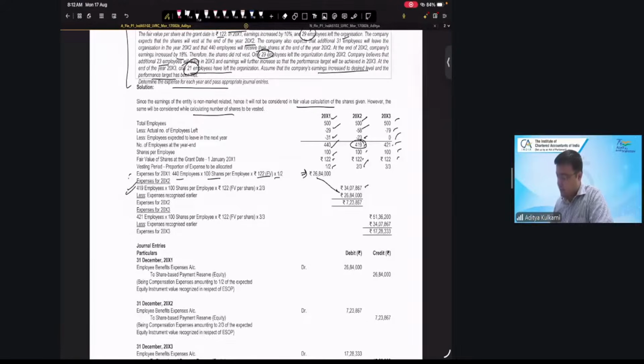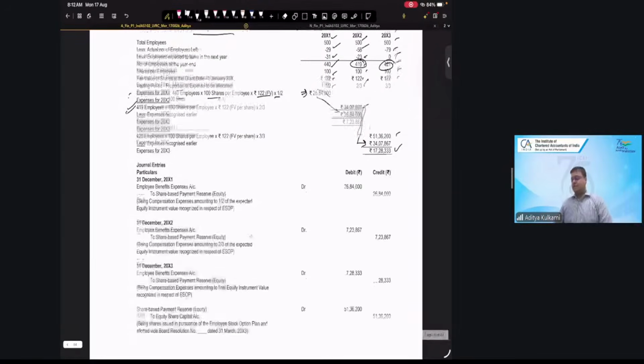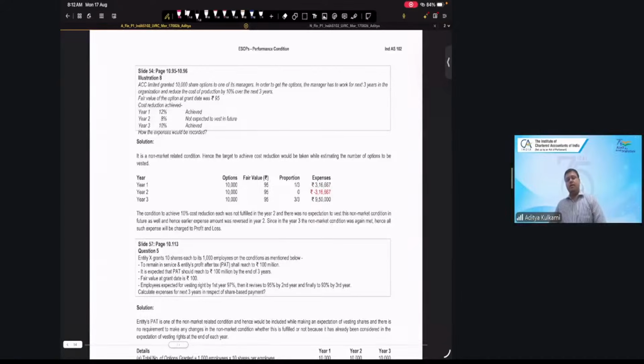Second year 34 lakhs. Out of that 26 lakh is already coming from year one. So 723 is current year charge. And then last one 421 employees into 100 shares per employee into rupees 122 into 3 by 3. So 5136 minus 34 lakh 1728 333. Are we okay with this? Yes. Journal entries are straightforward. No change. Any doubts here?